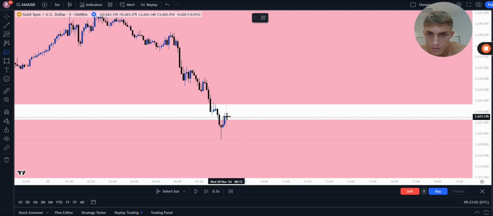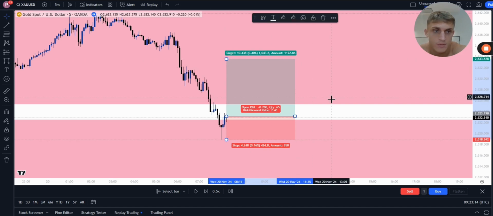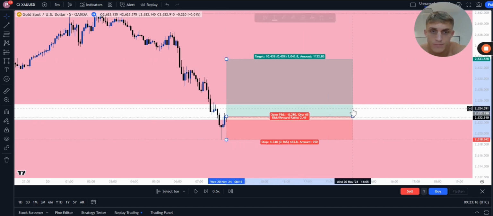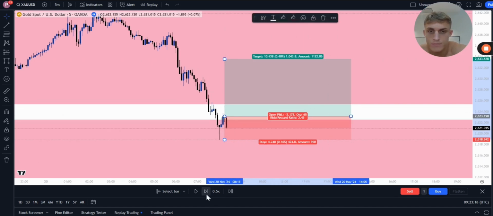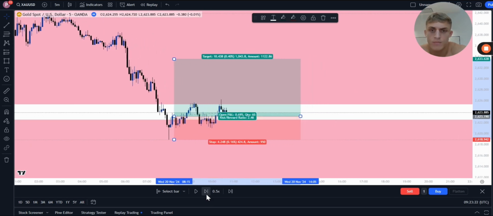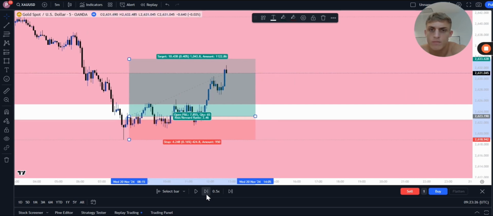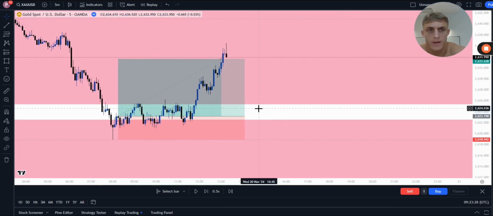We'll get a long on. Just going to put it at this fair value gap up here. There's probably seeing the liquidity left. I'm going to get a reversal from that point again. There we are. Very, very nice. Very, very nice indeed.